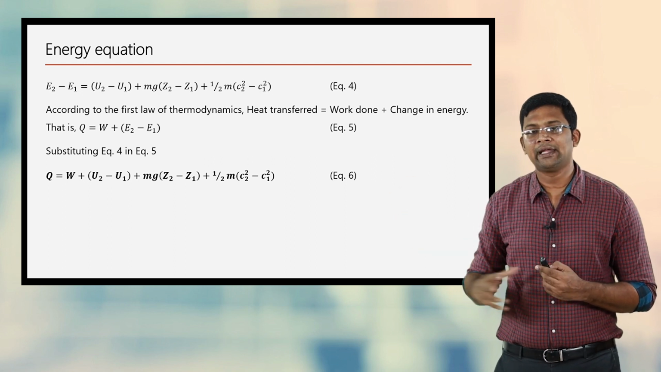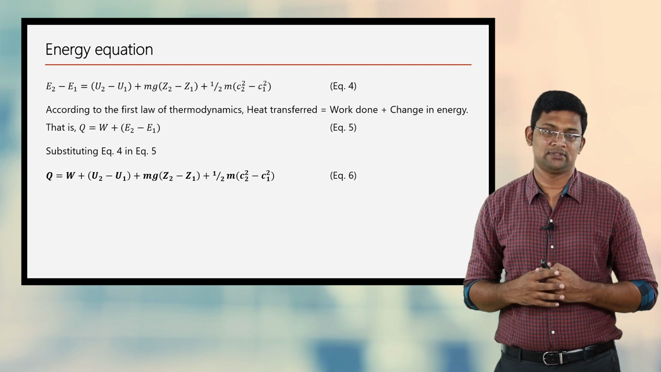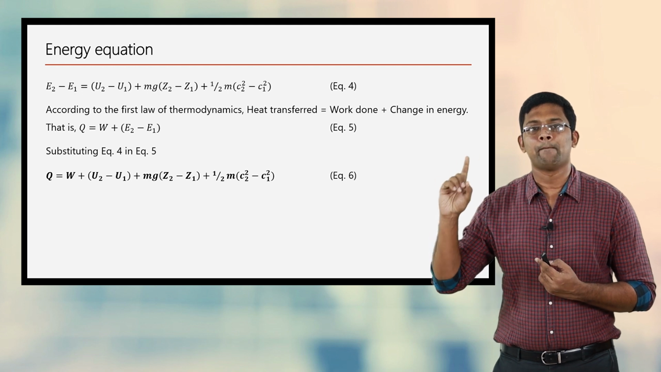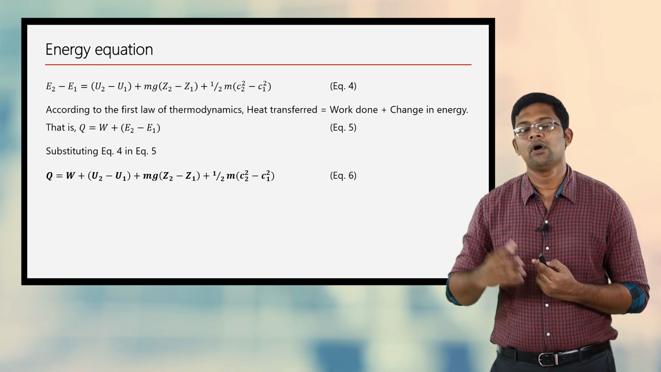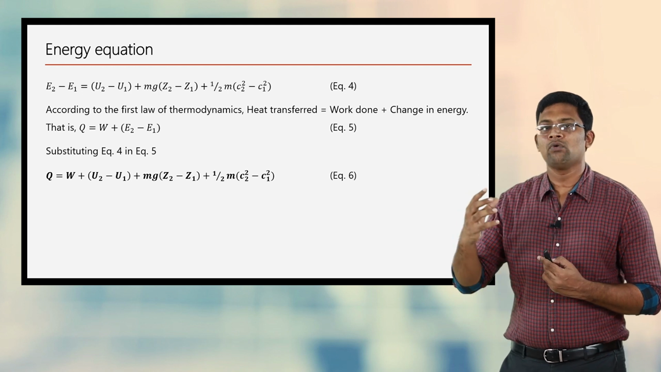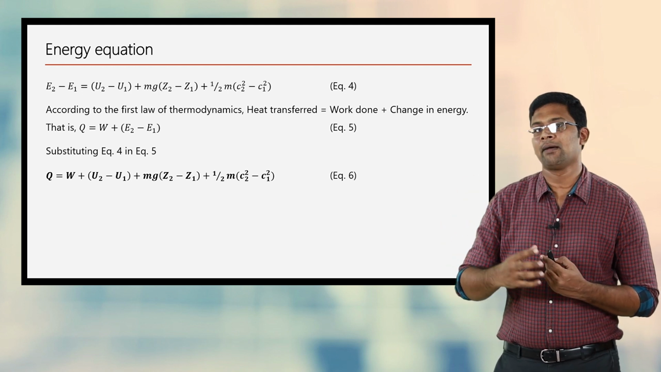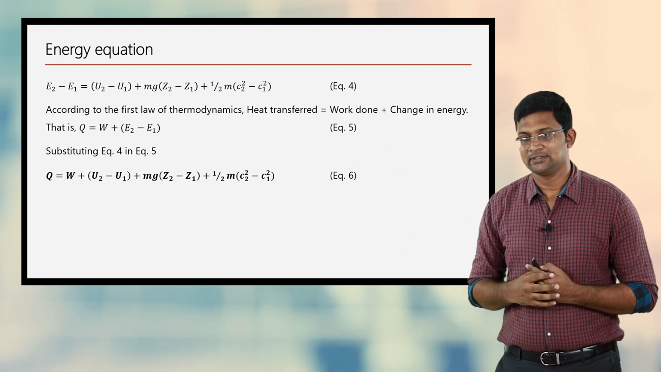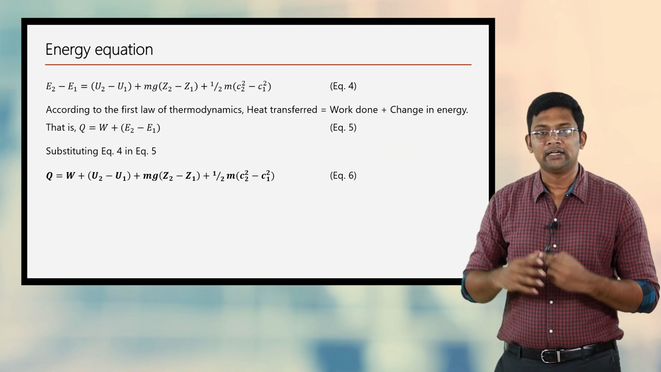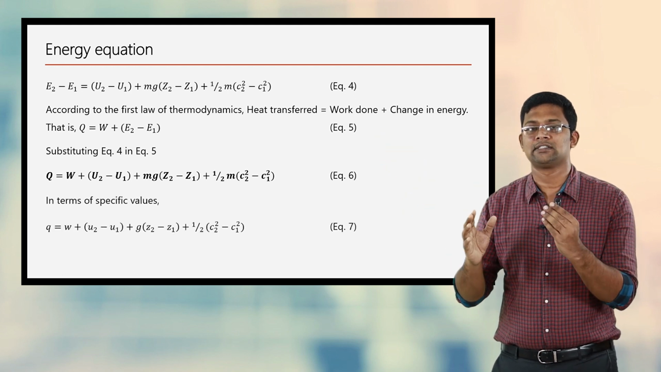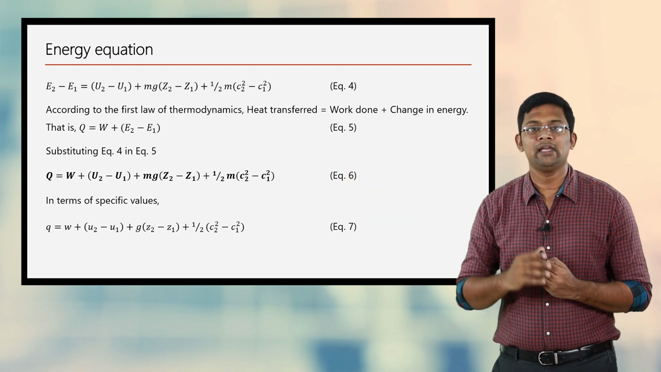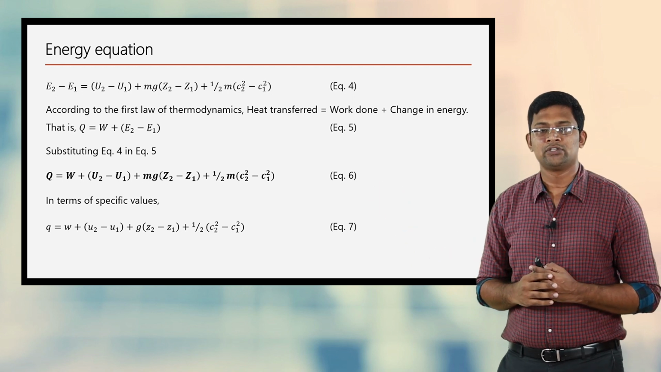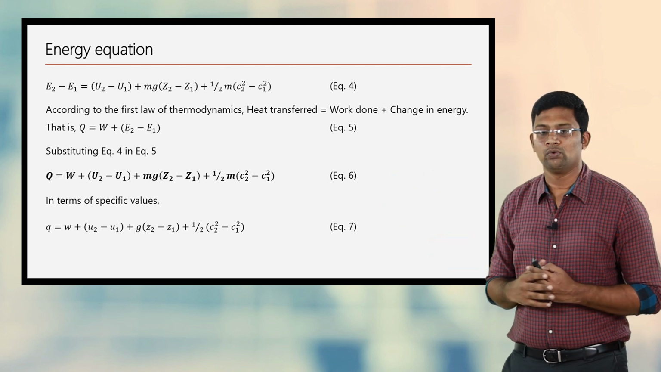Now let us try to rewrite this expression in specific terms. So what do you mean by specific terms? That means the terms corresponding to mass equal to 1 kilogram or mass of unity. One thing you have to note while rewriting an expression in terms of specific values is that all the capital letters will be replaced with small letters. Because the heat transferred Q, that capital letter Q indicates the total heat transferred, whereas small letter q indicates the heat transfer per kilogram.